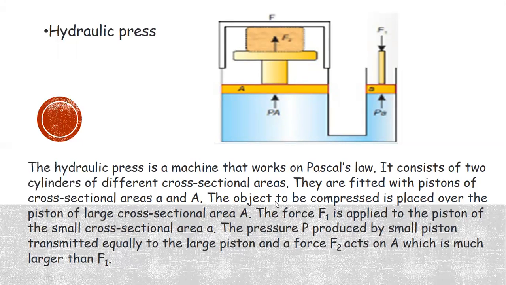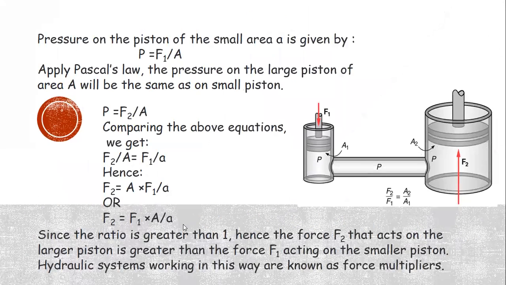You can see that we are going to prove that by calculations. This is again the diagram of the hydraulic press. The pressure on the piston of the smaller area will be P1 equal to F1 upon A1, and on the other, P2 is equal to F2 upon A2. Now, comparing both the equations, we know that the pressures are equal. So P1 is equal to P2.